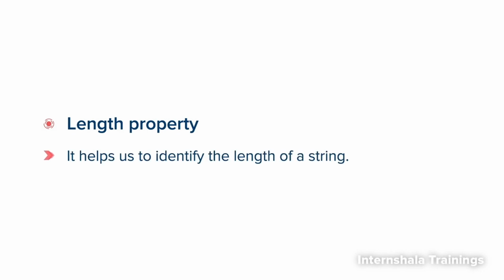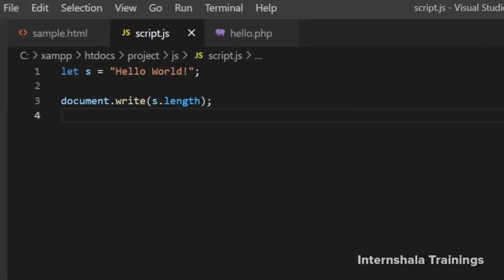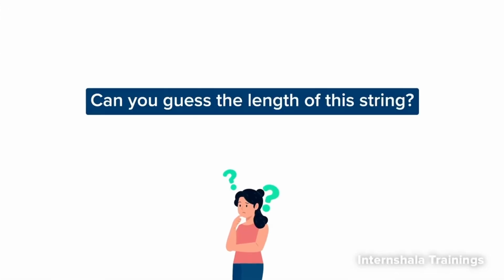Length property, as the name suggests, helps us to know the length of a string. We will take one of the easiest examples to understand this. We have a variable whose string value is hello world. So, if we want to know the length of this string, in the print statement, we need to use the keyword length along with the variable that is holding the string value and a dot in between them. Can you guess the length of this string? If you have calculated it as 12, you are right.